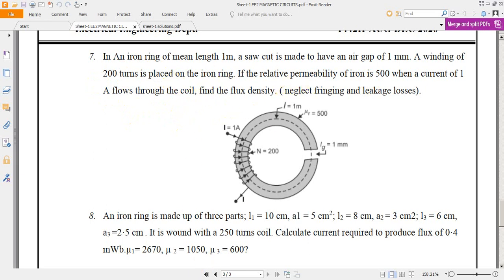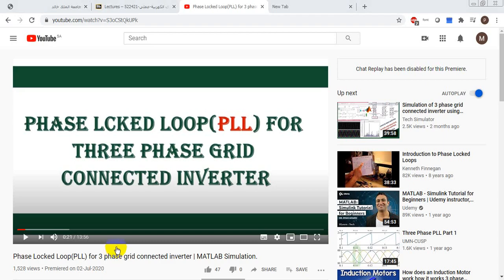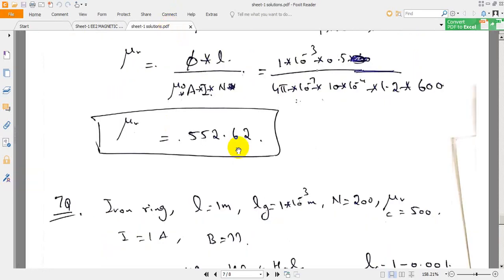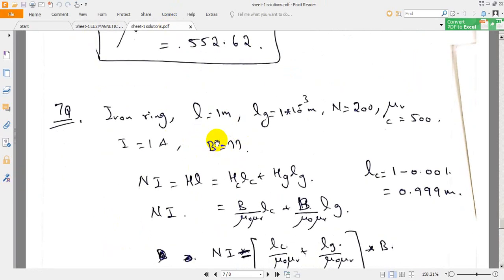We just need to play with the list of formulas that has been given. First, write the given data. L is equal to 1 meter. This is the length of the core. What about the length of the air gap? It is given as 1 mm. Converting into meters, we get 1 into 10 to the power of minus 3 meters. Number of turns is 200. The relative permeability of the core is 500. Current flowing through the coil is 1 ampere. We need to evaluate the flux density.